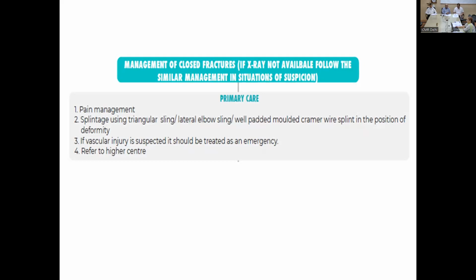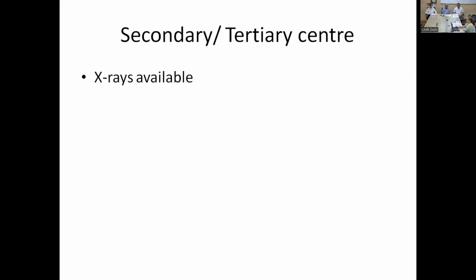If vascular injury is suspected, then the patient has to be treated in emergency and must be referred to a higher center immediately. But even otherwise, this fracture has to go to a higher center, because in that higher center, secondary or tertiary care, X-rays are available. Then we take X-rays in both views as said earlier, and then decide what has to be done.